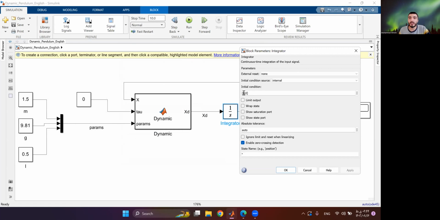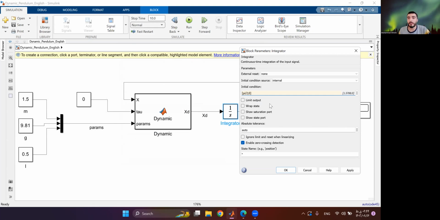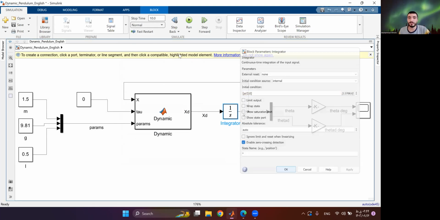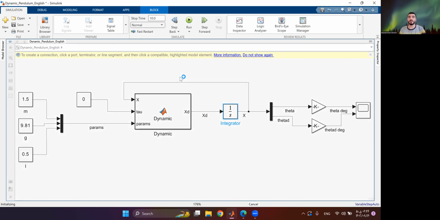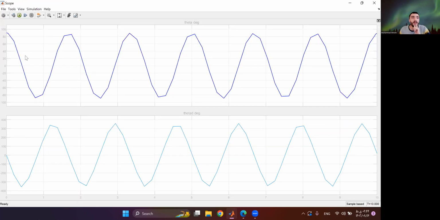Let's change the initial condition for the theta to be, for example, minus pi divided by 2. And after that, we run the simulation. Now I expect, exactly, I expect pendulum behavior here that is oscillating between minus pi divided by 2 to pi divided by 2 here. So we have 90 degrees and negative 90 degrees that the system is oscillating between these two values.